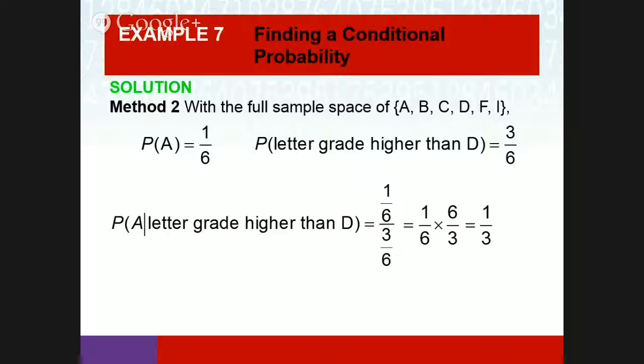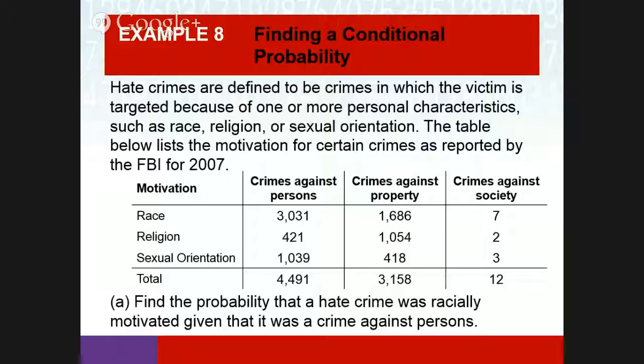A lot of students get confused on this. The only time the formula comes in handy is if I give you the probability of A and D, and the probability of D, and don't give you a word problem. Then you just take the probability of getting an A and a letter grade higher than a D, divided by the probability of getting a letter grade higher than D. We'll do an example of that where I only give you those two pieces of information and you have to divide them. But most of them are going to be in this form.